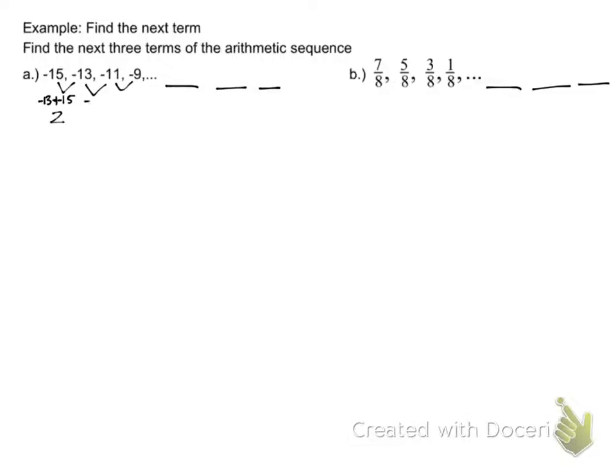2. Negative 11 minus a negative 13 means add. You get 2. Negative 9 minus a negative 11, add, you get 2. So that means D is equal to 2, which means I'm doing what every time? Adding 2. So if I add 2, I now get negative 7. Add 2 again, negative 5. Add 2 again, negative 3. Negative 1, and so on. But I only want 3 terms. Not that big of a deal, right, guys?